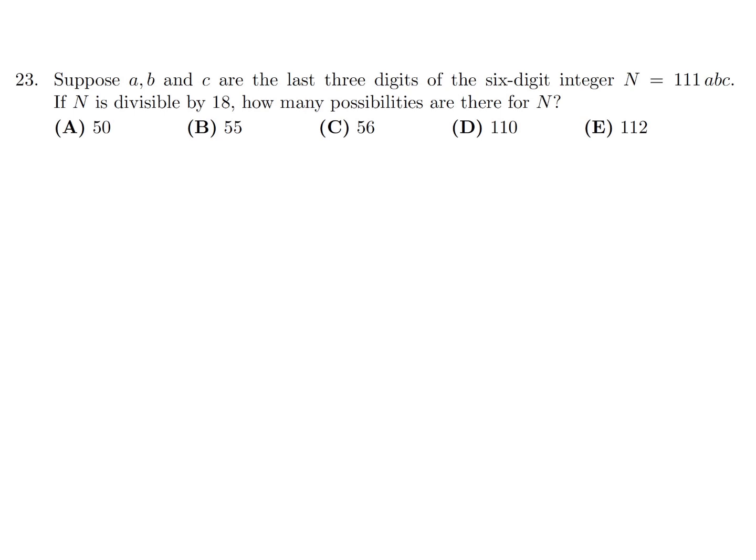Suppose A, B, and C are the last 3 digits of the 6-digit integer n, which is equal to 111ABC. If n is divisible by 18, how many possibilities are there for n?